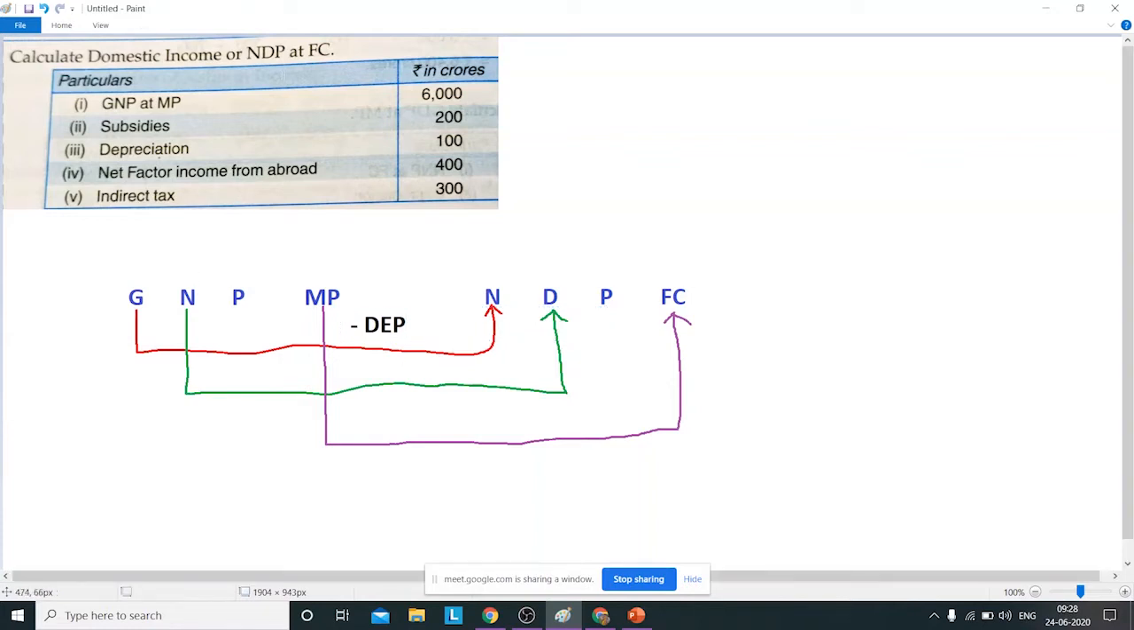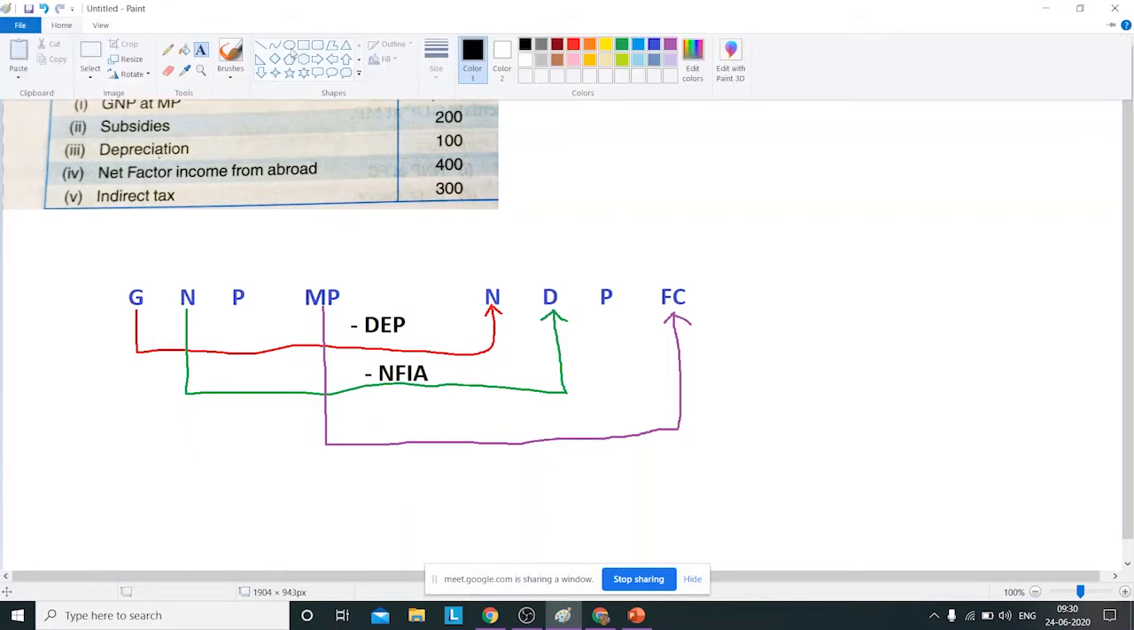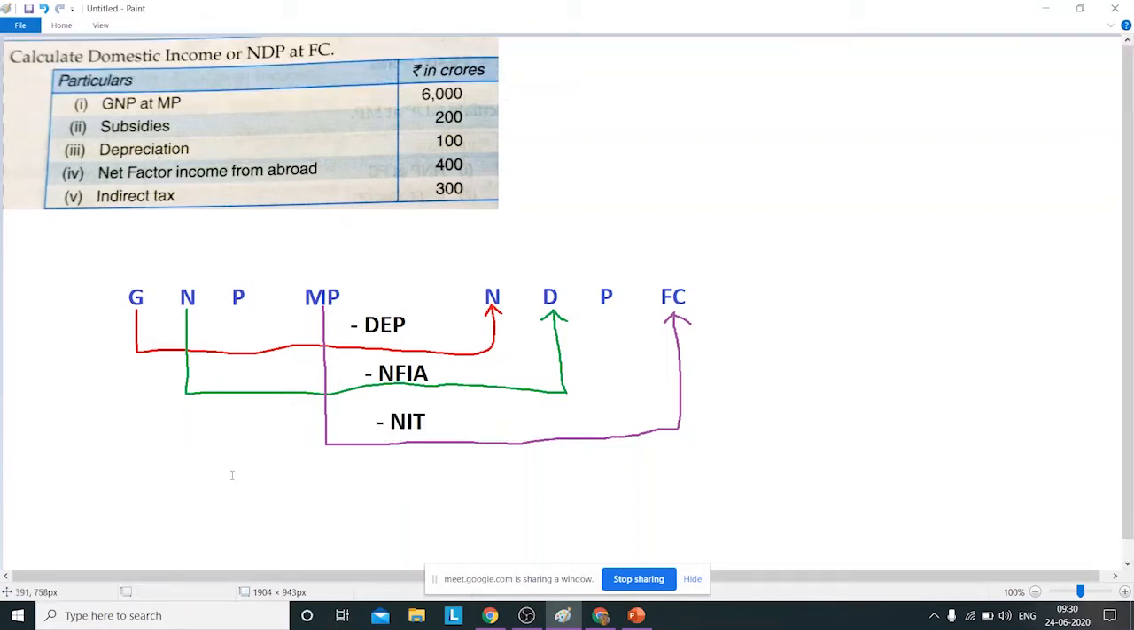Next term is national to domestic. What is the difference between national and domestic? Domestic means within India, national means outside India also we have to calculate. So what is the difference? Difference stands in NFIA, and when converting, national is equal to domestic plus NFIA. Here we are having national and we have to find out domestic. So domestic is national minus NFIA. So here I have to subtract NFIA. So I am writing minus NFIA. Then between market price and factor cost, subtract NIT or net indirect taxes.